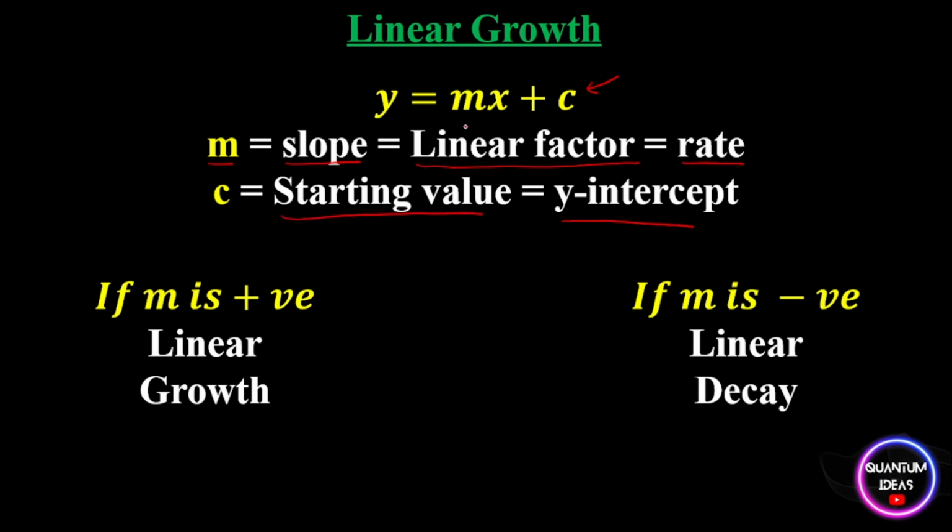If the slope m is positive, then we call it linear growth, because the slope is positive, meaning the value of y is increasing. If m is negative, so the slope of the line is negative, in that case we call the function linear decay. The function is decreasing. Okay, let's go to the next.